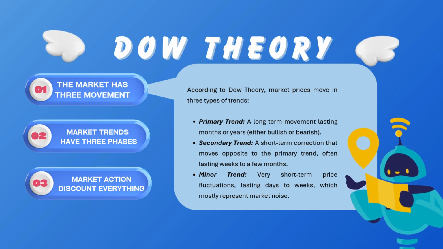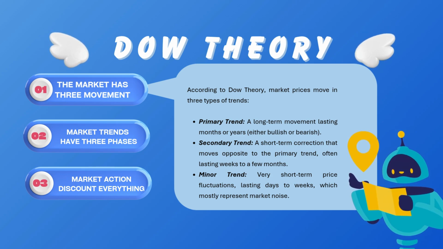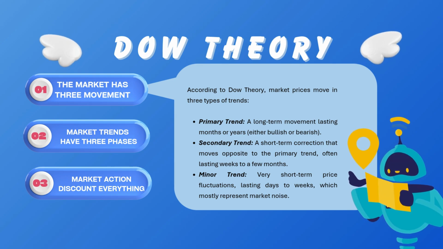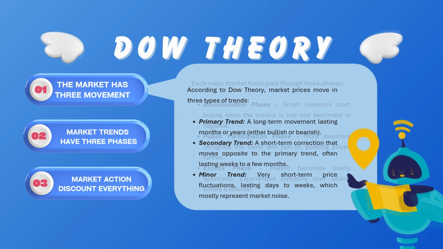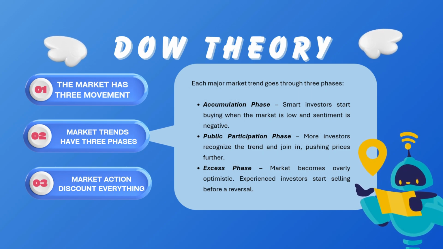Lastly, the minor trend represents very short-term price fluctuations, usually lasting from days to weeks, and is considered market noise. Each of these trends passes through three phases.